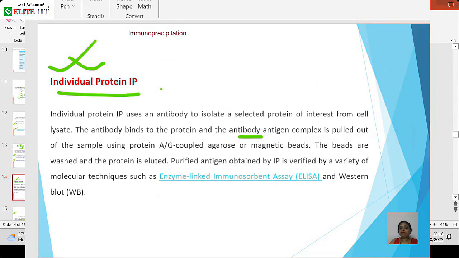First of all, individual protein immunoprecipitation. Individual protein immunoprecipitation is exactly whatever we have discussed till now. That means antigen, then add primary antibody, then secondary antibody which is attached with the beads. Secondary antibody you can use, or protein A and G. So this is the actual normal immunoprecipitation.